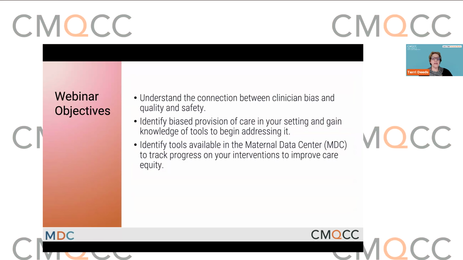So our objectives for today, we want our attendees to leave with the understanding of the connection between clinician bias and quality and safety in your organization. How do you identify biased provision of care in your setting? And can we begin to gain a knowledge of tools to address it? We want you to be able to identify tools available in the California Maternal Data Center to track progress on your interventions to improve equitable care in your organization. Next slide.